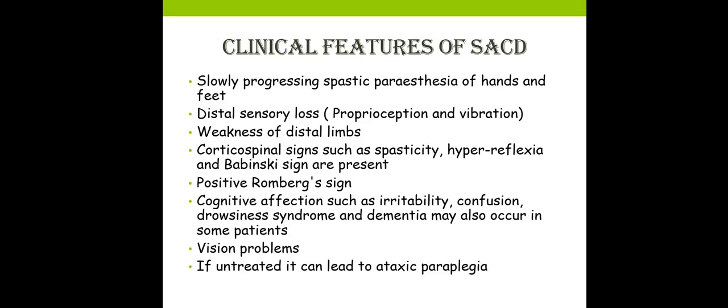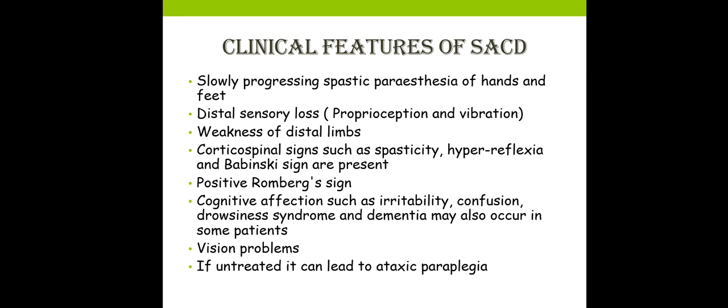Clinical features of SCDC: slowly progressing paresthesia of the hands and feet. Paresthesia means pins and needles sensation. Distal sensory loss, especially proprioception and vibration. So what is proprioception? It is the sense of joint position, right? So there will be a distal sensory loss, weakness of the distal limbs. Corticospinal signs such as spasticity, hyperreflexia and Babinski sign are present. So these are signs of an upper motor neuron lesion: spasticity, hyperreflexia and Babinski sign.